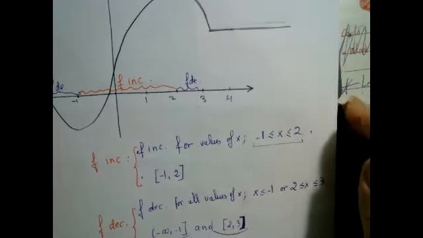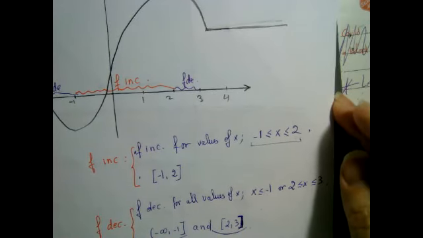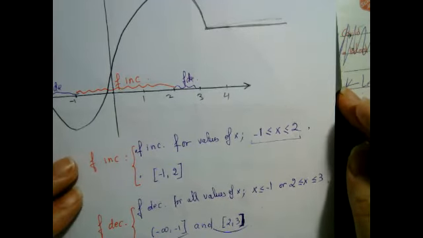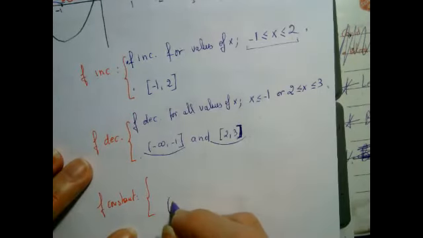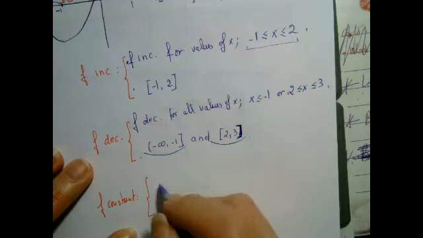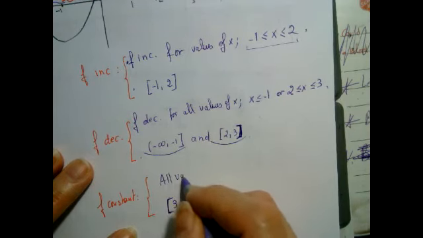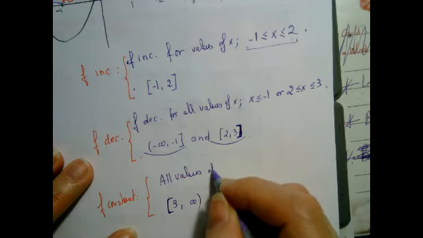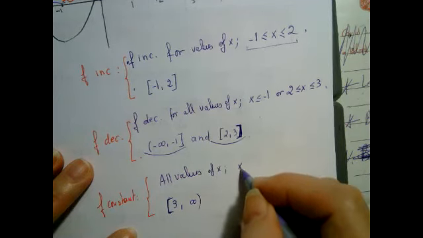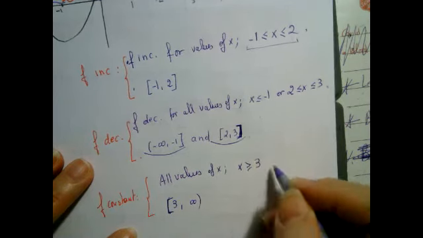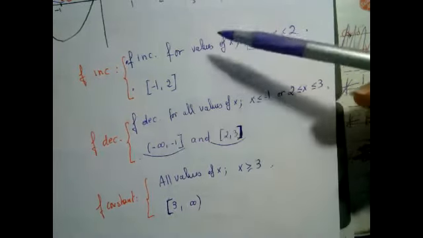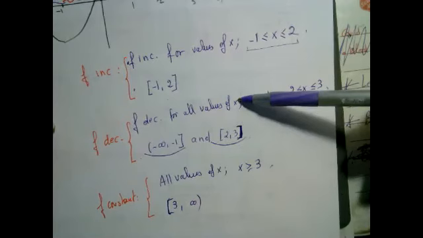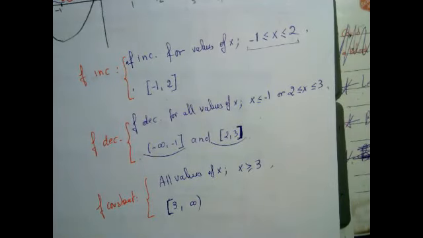It's still the same student. It's 3 to infinity. So constant on the interval 3 to infinity, or all values of X such that X is bigger or equal to 3. Okay, that's interval notation, and we are very comfortable with that.